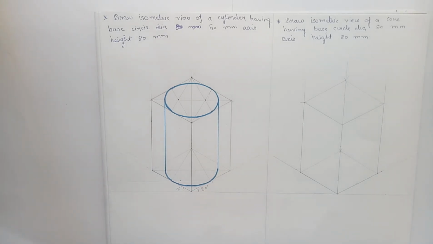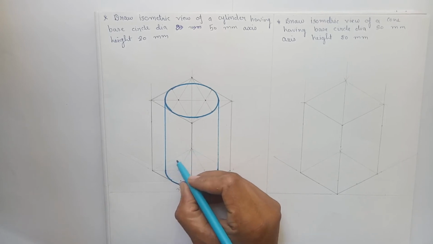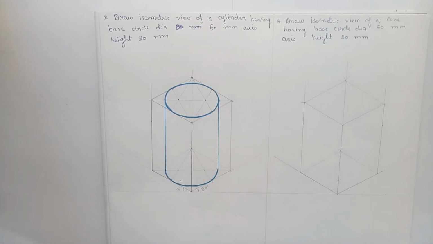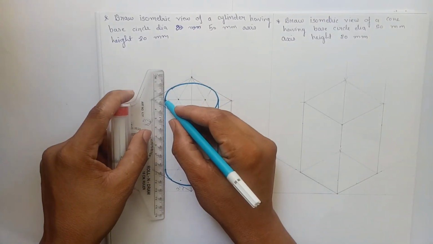So this is the isometric cylinder. As we all know, this part of the base is not going to be visible in the isometric view. So this is the isometric cylinder. This is the method to draw the isometric cylinder.